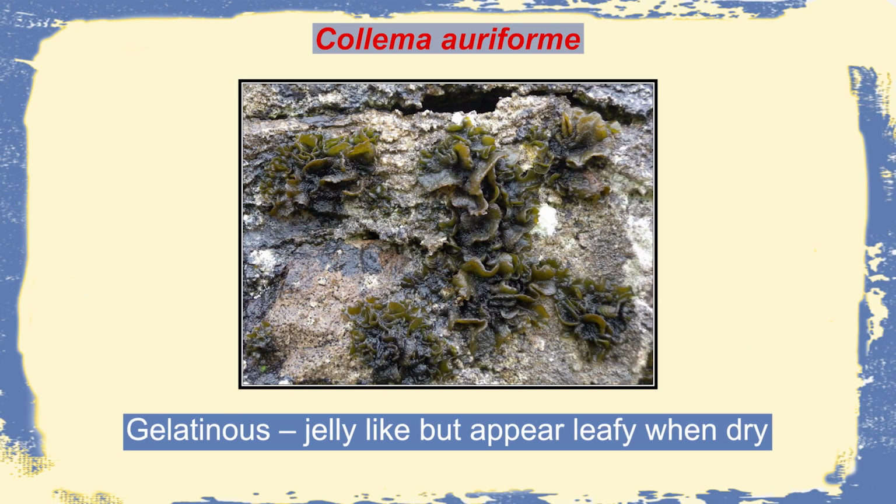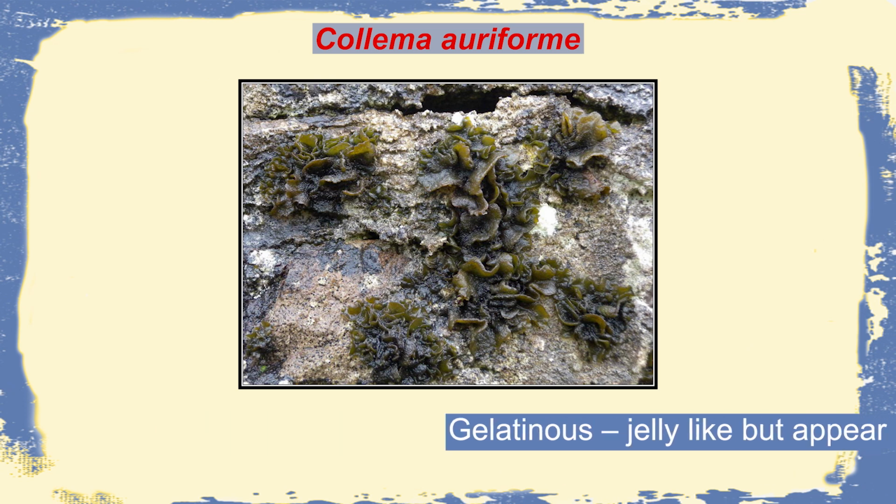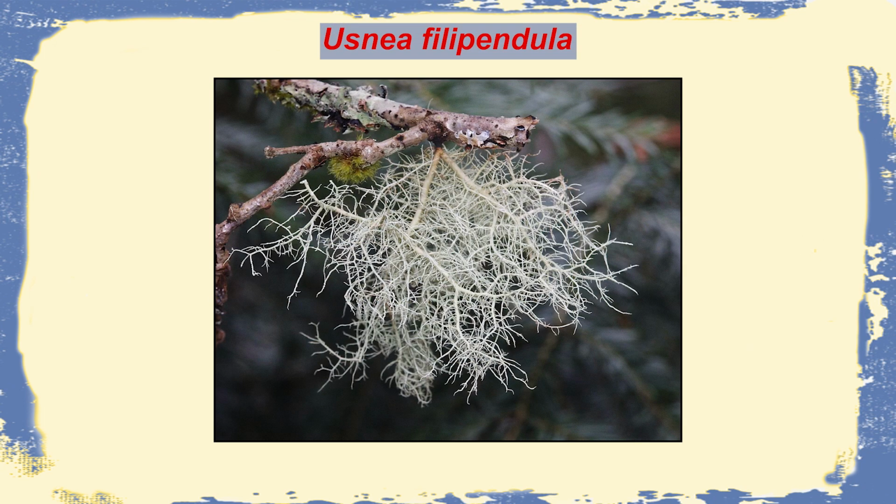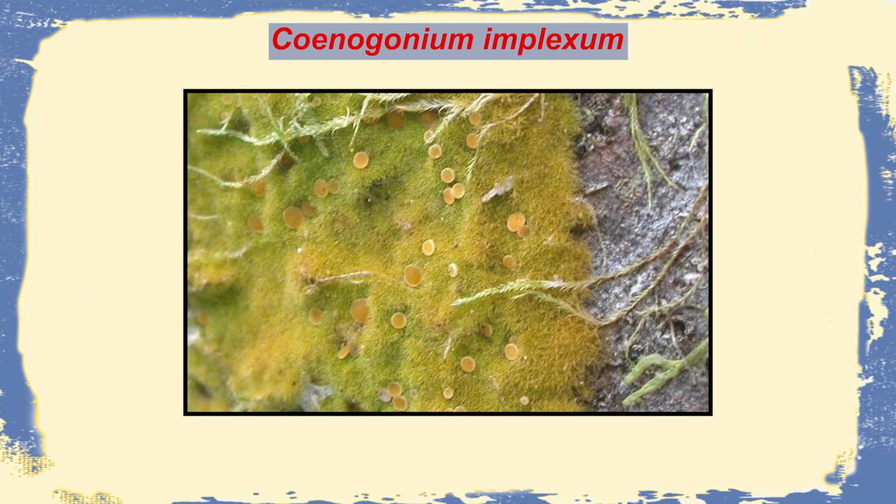Sometimes the lichen may be gelatinous because they have a gelatinous polysaccharide on the surface, and they normally prevent the lichen from getting desiccated or dried up. And it includes the Collema auriforme. Lichen can also be filamentous like the Usnea filipendula. It can also be byssoid, which is wispy, or it appears like a teased wool, mass of wool, and it includes the Cystocoleus. But sometimes apart from this, lichen may also be mixed, which cannot be classified into a specific type.